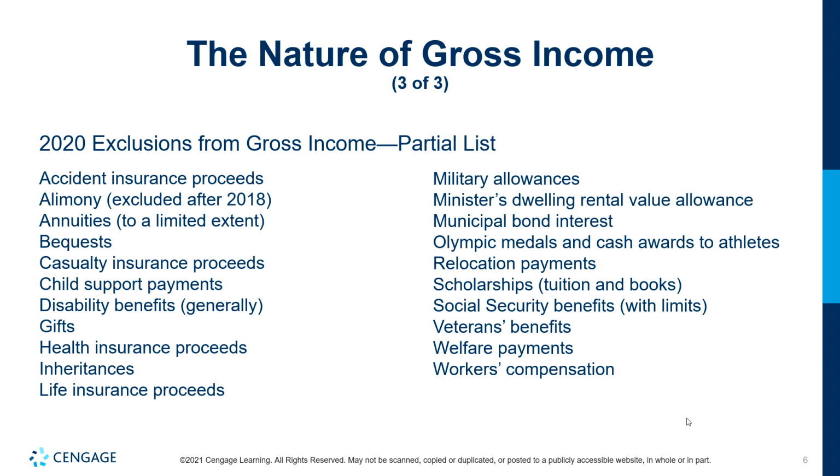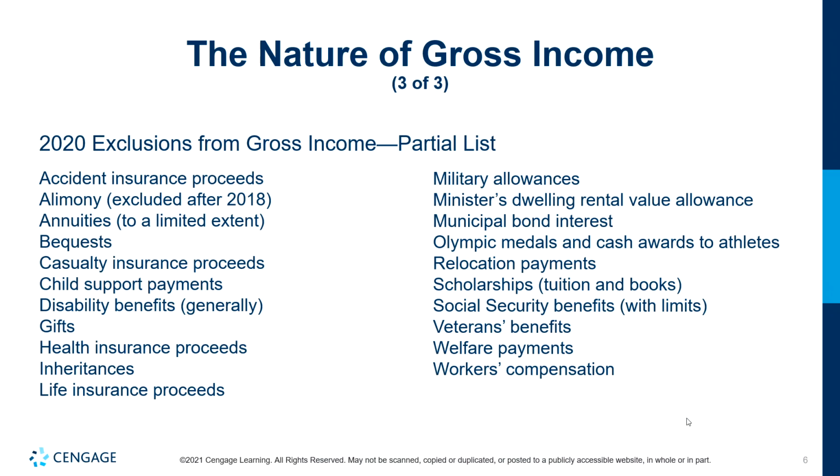Military allowances. Minister's dwelling rental value allowance. Municipal bond interest. Olympic medals and cash awards to athletes. That one's a relatively new one. I know that one. Relocation payments. Scholarships for tuition and books. That's a key there. We're going to talk about that later.